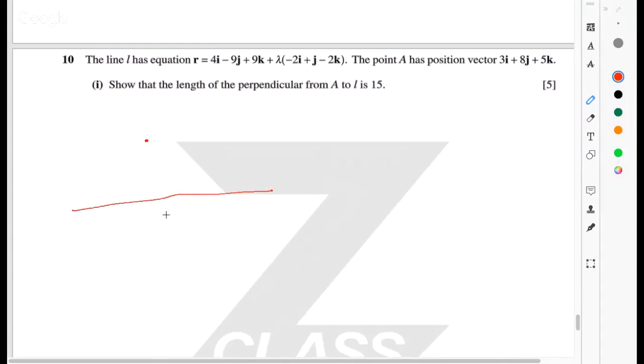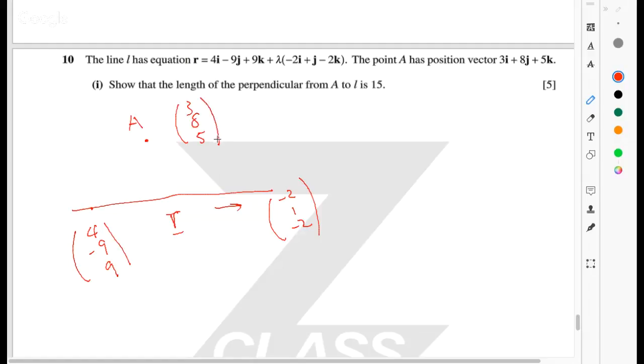So we call this R. And what we know about R is that it passes through the point (4, -9, 9), and it has a direction vector (-2, 1, -2). And also A has position vector (3, 8, 5). And show that the length of the perpendicular from A to L is 15.